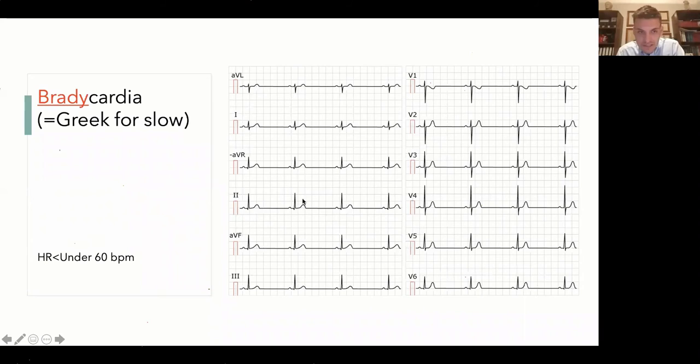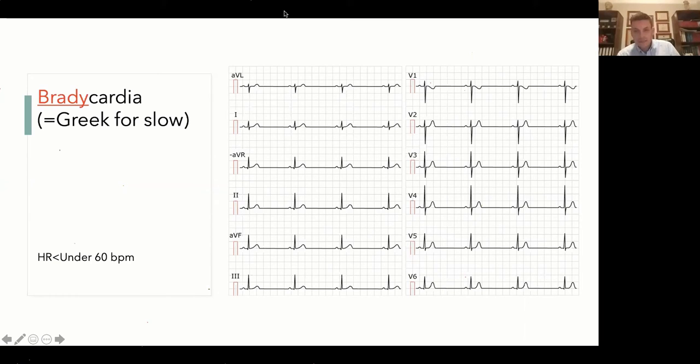But as you can see, the heart rate here is very slow. Why? Because from R to R, the distance between the boxes is extremely big. Can anyone in the comments explain to me what the heart rate is here? Okay, can someone write to me what the heart rate is in this ECG? I'm waiting, okay? Will not go on until we know. Anyone?